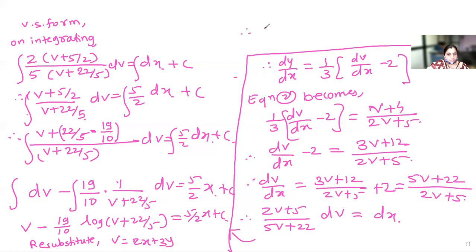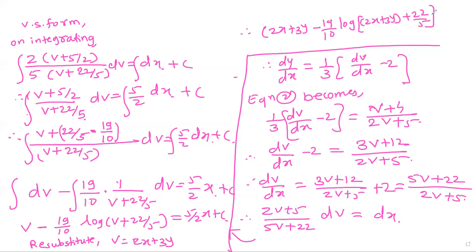Therefore 2x plus 3y minus 19 upon 10 log of 2x plus 3y plus 22 upon 5 is equal to 5 upon 2 x plus c. And this is your required solution.